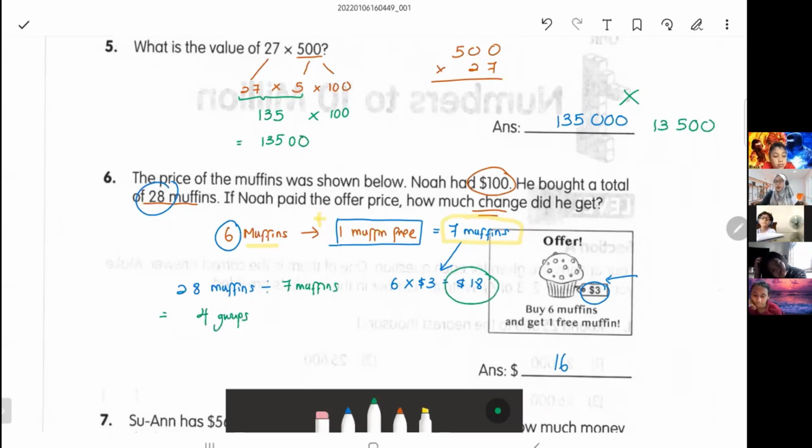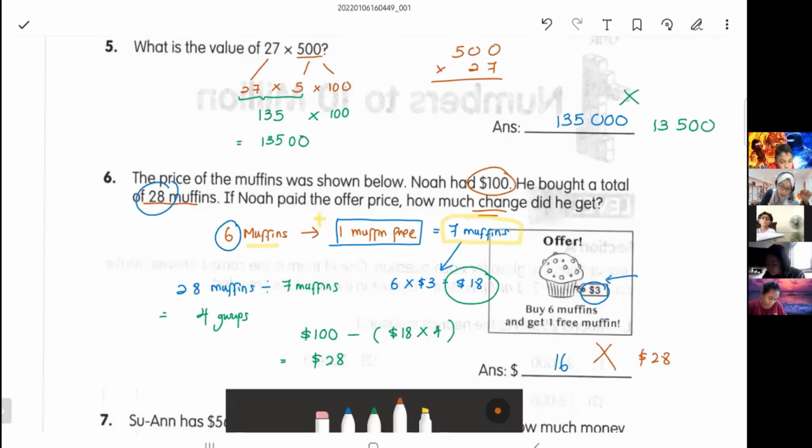4 groups of $18. Okay, so I take my $100 minus $18 times the 4 groups equals $28. This is not right. It's supposed to be 28. Grouping concept. Grouping. I find how many groups of muffins I can get.